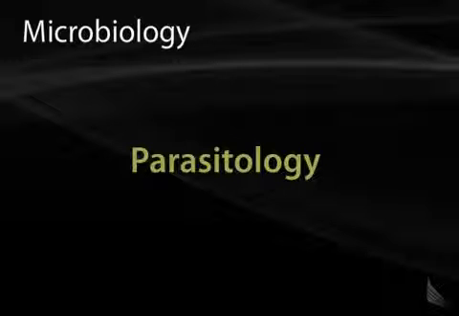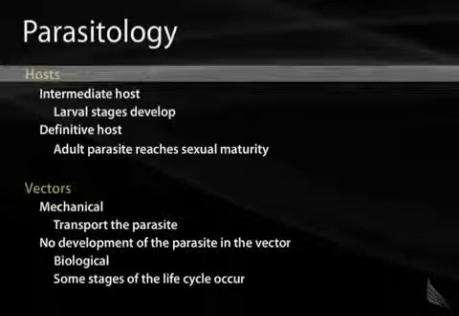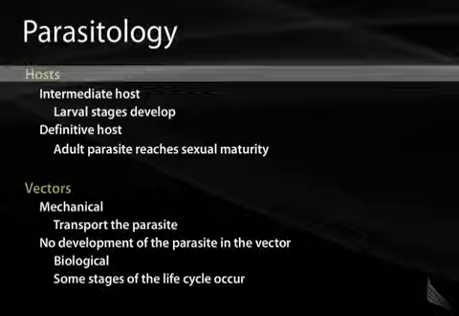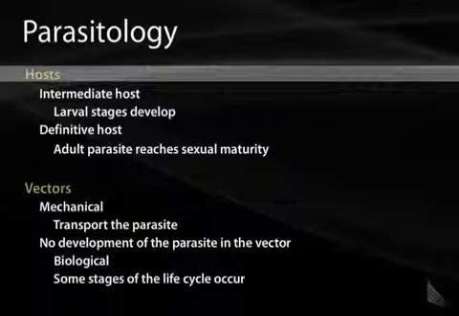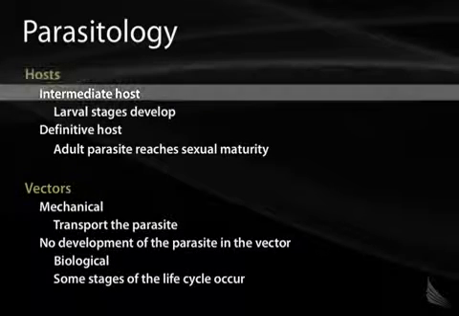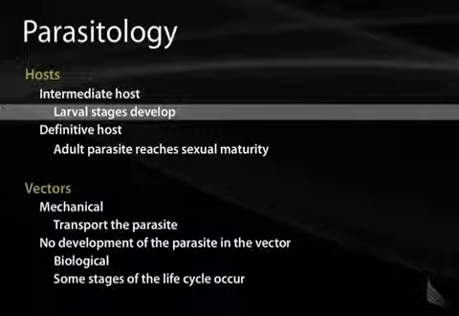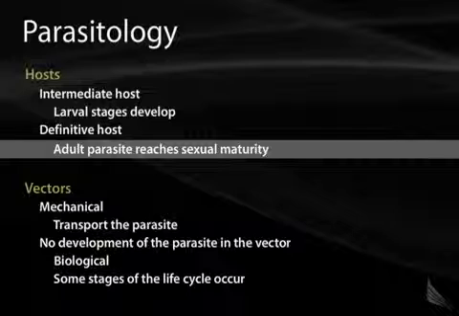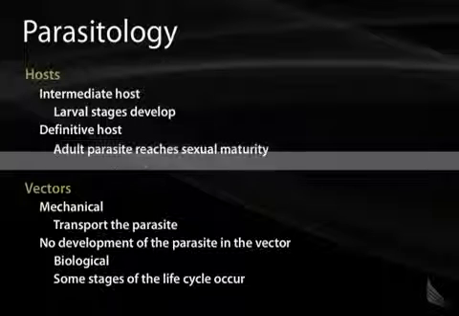This is Microbiology Module 44, Parasitology. Parasitology involves the discussion of protozoa, and they have different hosts. They're different than bacteria and fungi in that they will have an intermediate host where you'll develop larval stages. The definitive host, then, is the host for the adult parasite where it reaches sexual maturity.